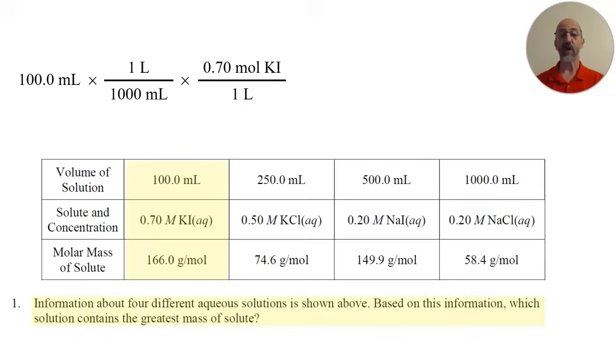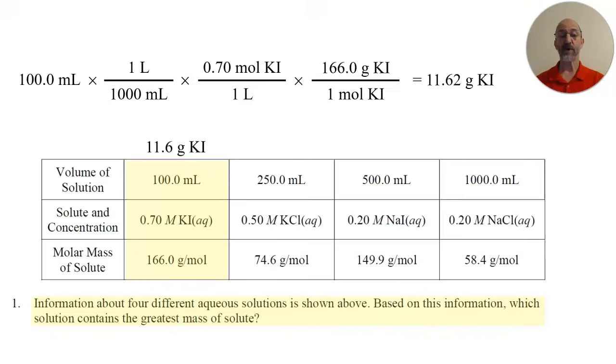And then I don't have to go to the periodic table and calculate the molar mass of KI because that information is already listed in the table. So the molar mass of potassium iodide is 166 grams per mole. So when I pick up my calculator, from left to right, that would be 100 divided by 1,000 times 0.70 and then times 166. I get approximately 11.6 grams for the mass of solute.